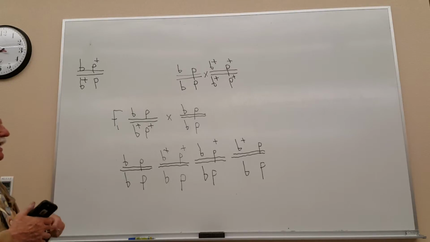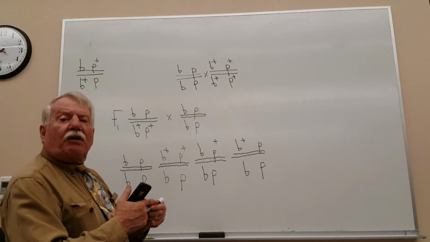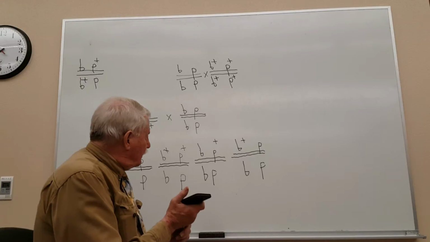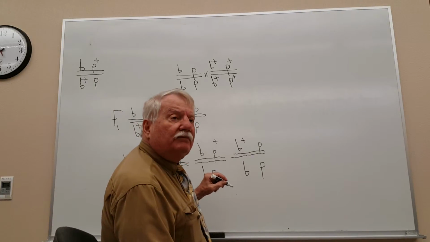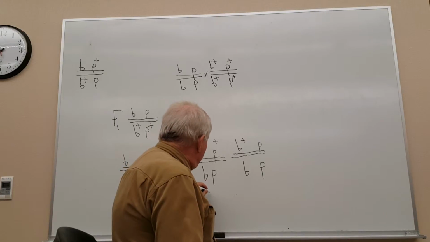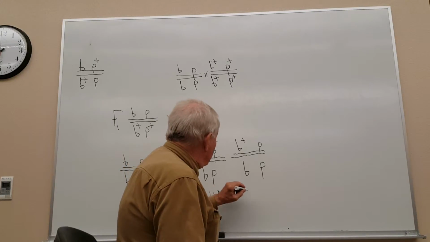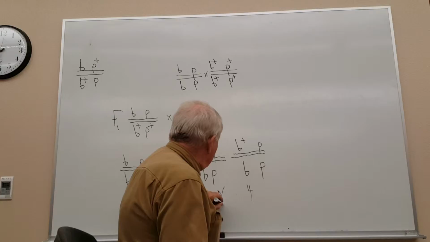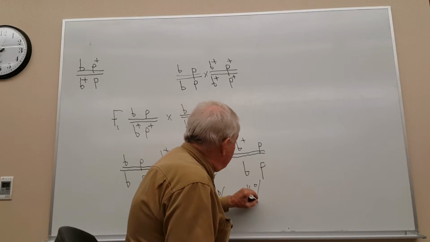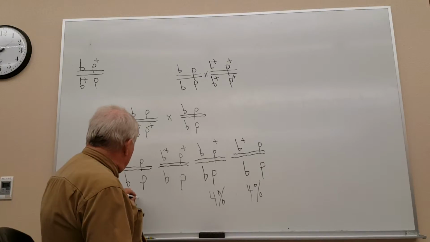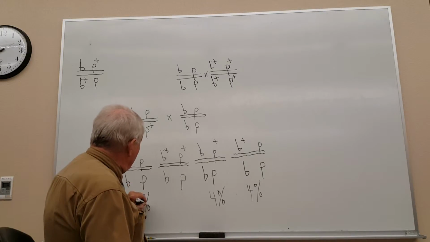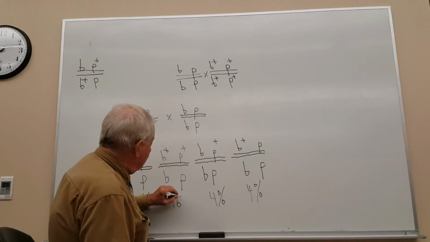So these are going to be 8.1 map units apart. And each of these, let's just call it 8%, so it'd be 4%. Oh, there it is, 8.1. And 46%, and 46%.